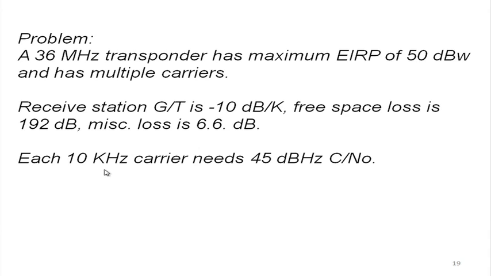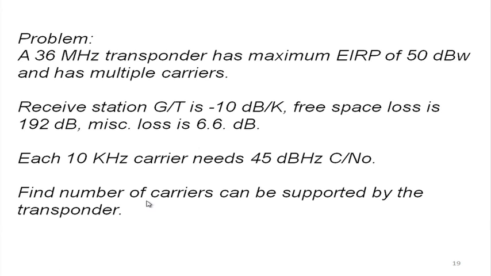Each 10 kilohertz carrier needs 45 dBHz C/N0. The carrier's bandwidth is very small. Obviously, it's definitely not a video transmission, it's voice or data transmission. So the bandwidth of the carrier is given, and then C/N0 of the individual carrier is given. Okay, find the number of carriers that can be supported by the transponder.